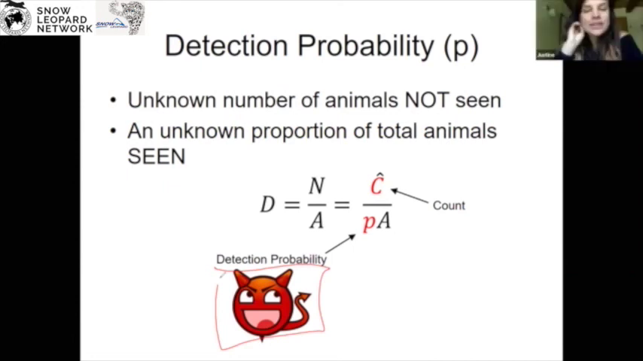Justine? Ask a question to clarify. So does detection lead to bias, right? Is that also what you're saying? So if we don't take into account detection, we might bias our estimates further. Absolutely, Justine. Absolutely.